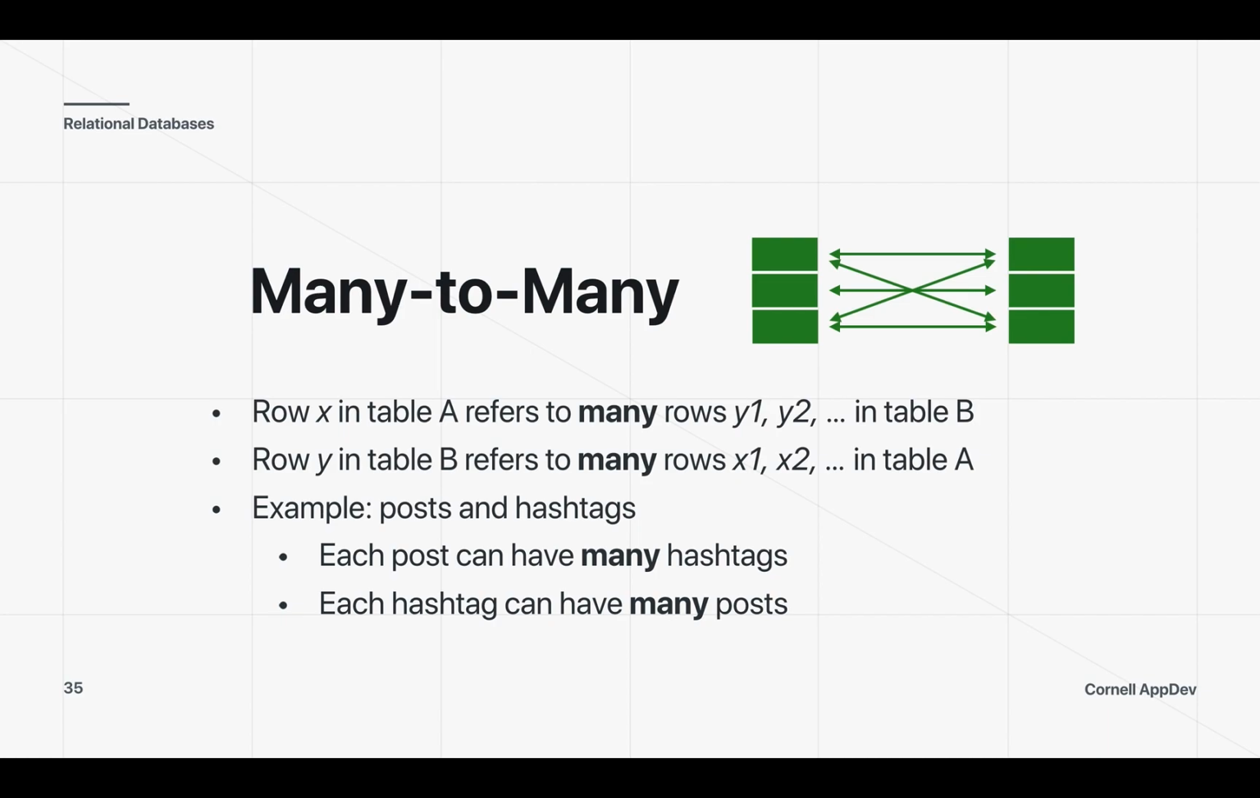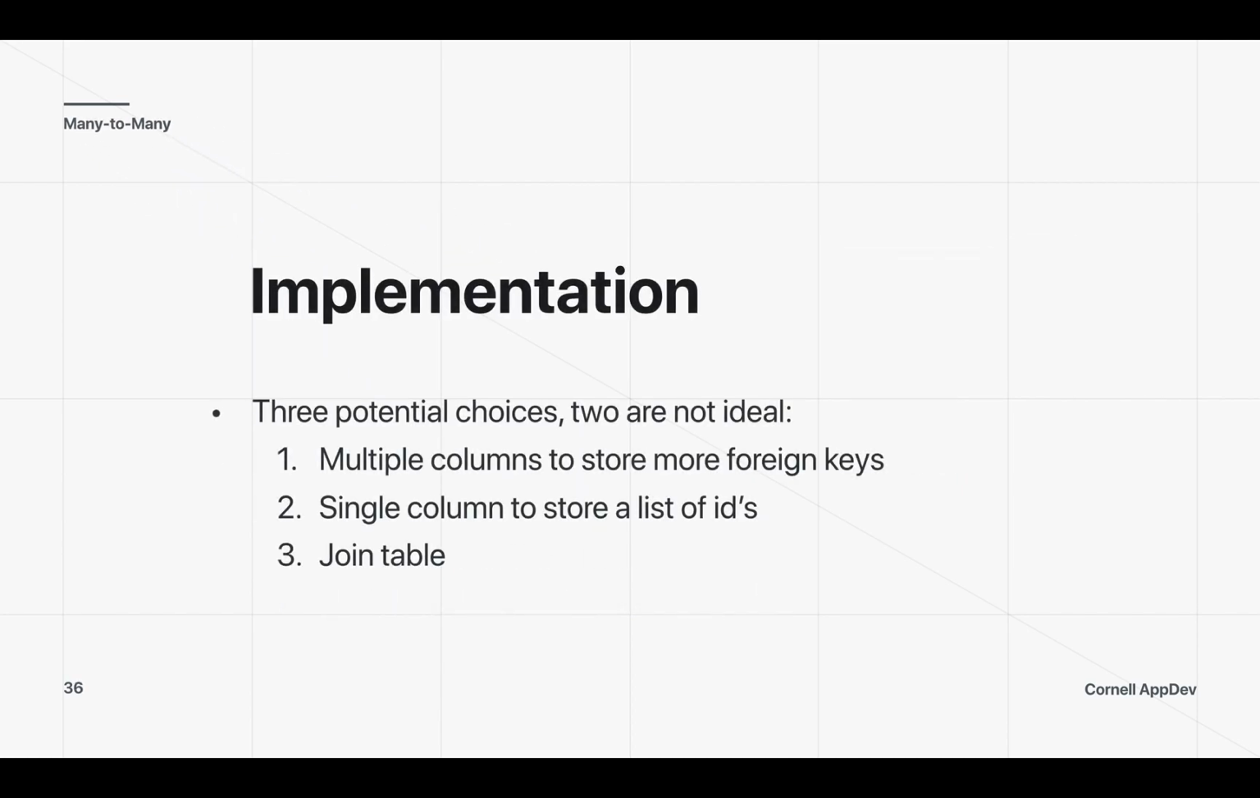The third and final relationship we have to talk about is many-to-many. As you can tell from the diagram, one row in a particular table can reference many rows in a second table, and vice versa: one row in the second table can reference many rows in the first table. One example you may want to consider is posts and hashtags. Each post can have many hashtags, and similarly if you search for a hashtag you can see all of the many posts that are associated with it.